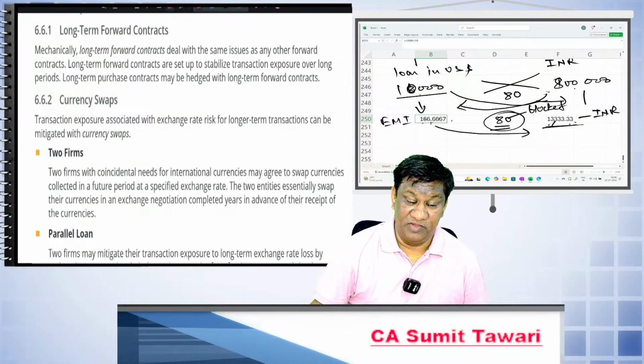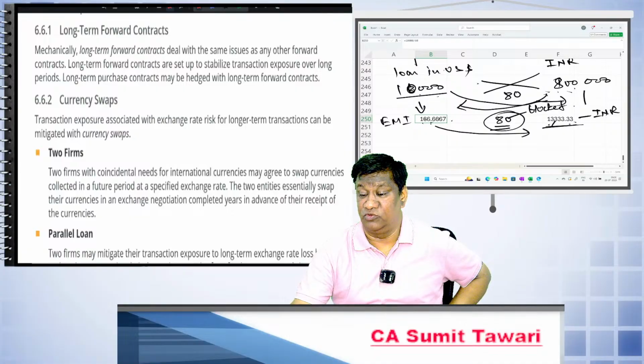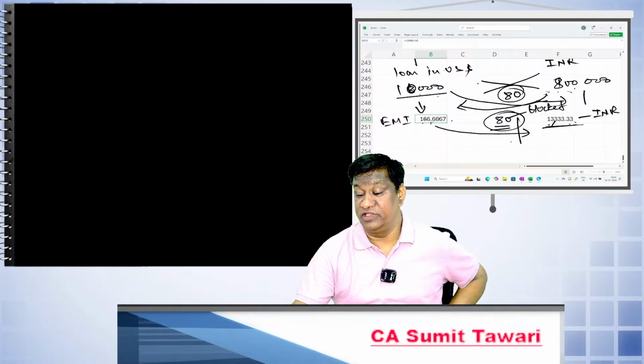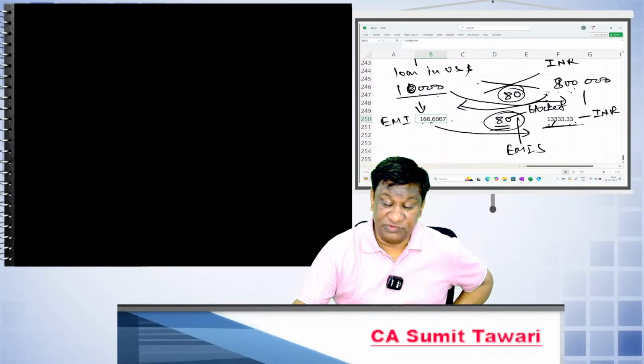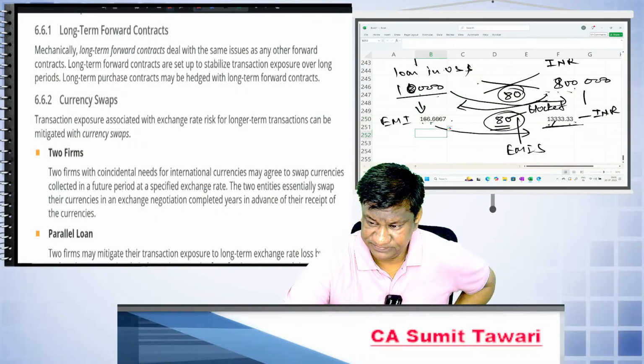Are you able to understand what they are doing here? The Indian entity needs 10,000 US dollars, and the US entity needs 8 lakh INR. So they take a loan in their domestic currency and then exchange the loan. Whatever the EMI is in local currency, both parties bear it. The principal exchange rate applies to all EMIs. This way they can protect against an increase or decrease in the exchange rate. Are you able to understand? Any doubt here?